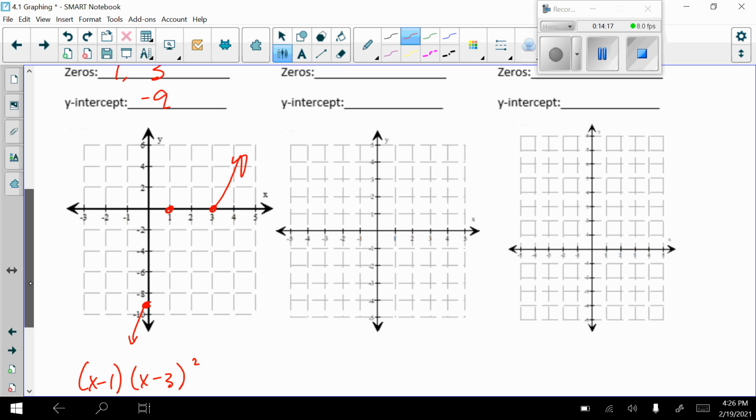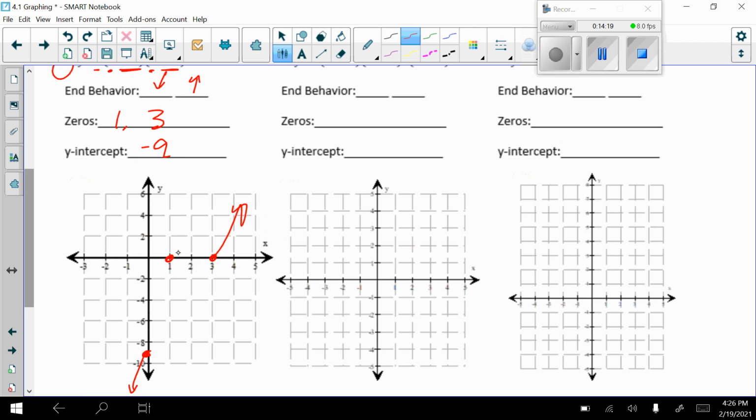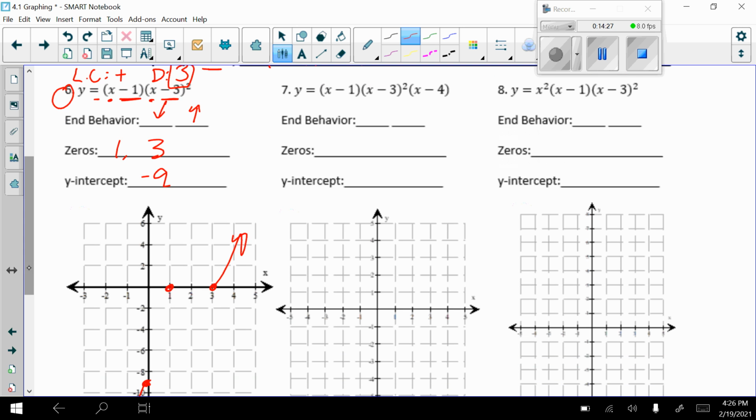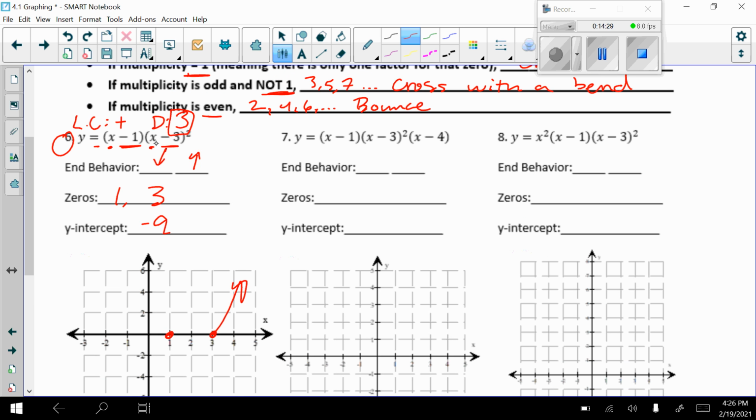Now we need to try to plot our points and get the rest of the graph in there. So this is where the multiplicity comes in, because I'm going to look at each one of these factors one at a time. This is getting kind of messy, so I'm going to clean it up a little bit. I'm going to look at each of these factors one at a time. I'm going to ask myself what the multiplicity is for each of them.